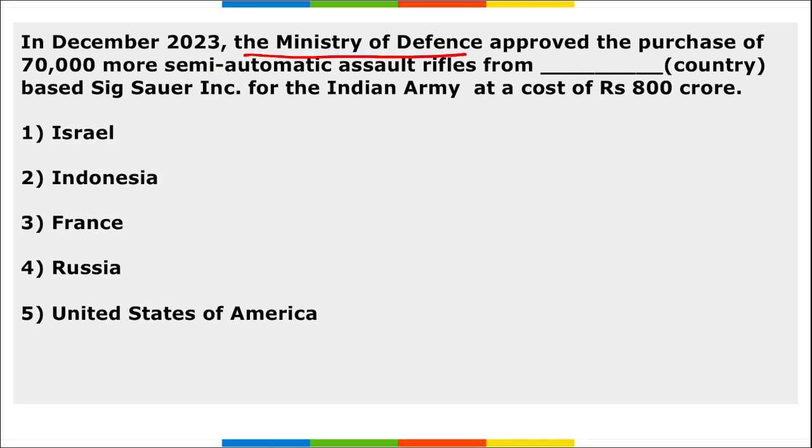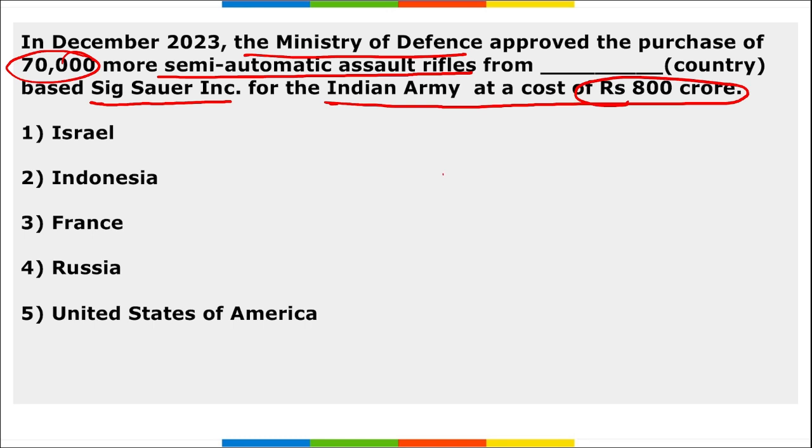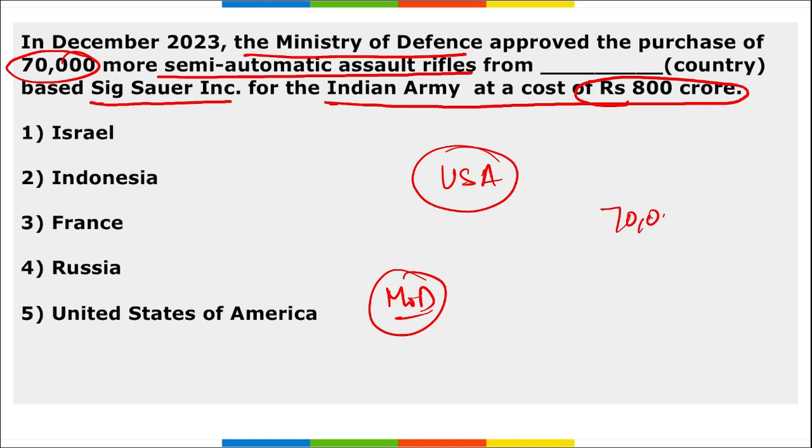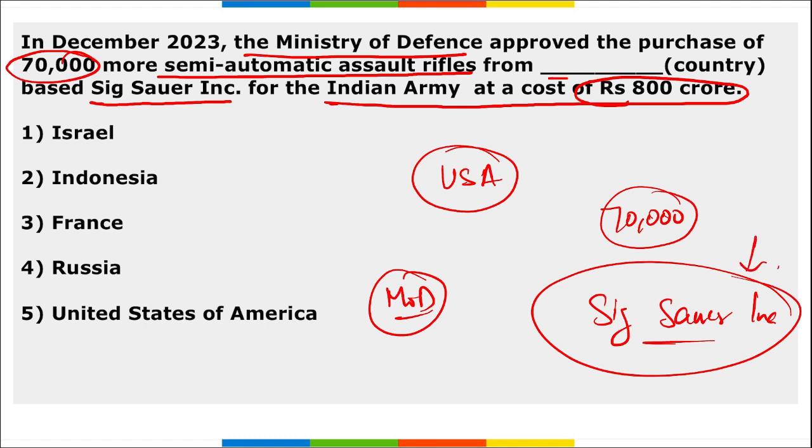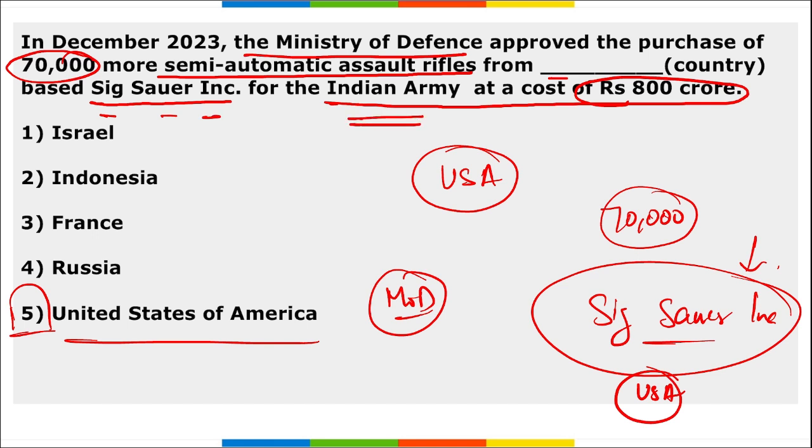Next, the Ministry of Defense approved the purchase of 70,000 more semi-automatic assault rifles from a country-based SIG Sauer Incorporation for the Indian Army at a cost of 800 crore rupees. First of all, remember it is USA. The question asked was which country SIG Sauer Incorporation is based in. It is based out of USA. So the Ministry of Defense procured these 70,000 semi-automatic assault rifles from the USA based company SIG Sauer Incorporation for the Indian Army, at a cost of 800 crore rupees.